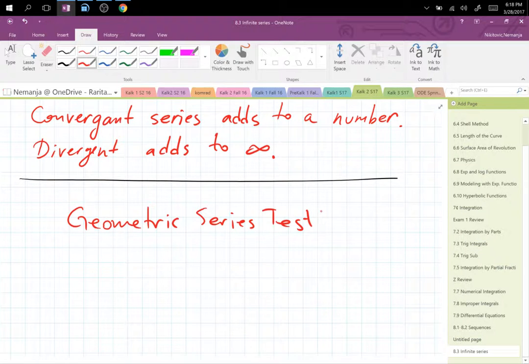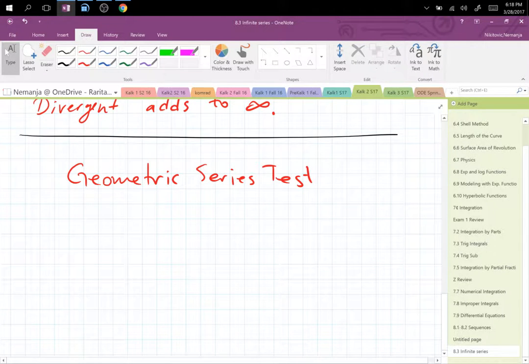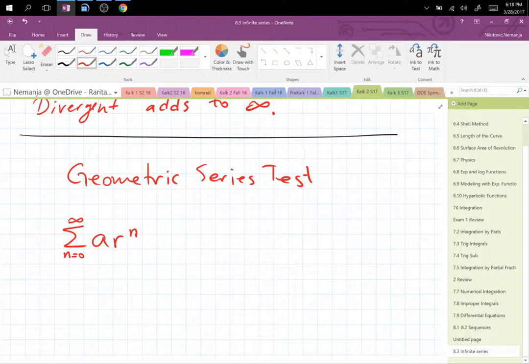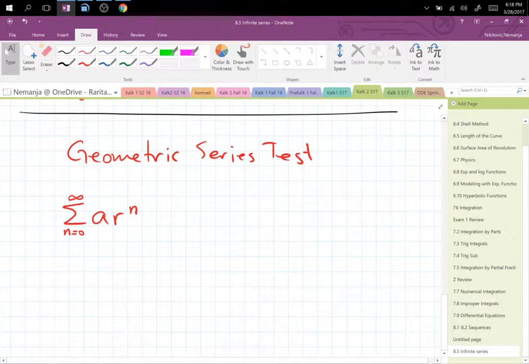All right, so let's talk about the geometric series test. If you have a series that looks like this, summation of a r to the n, where n starts at 0 and goes to infinity, so if you can put it in this form, that's the geometric series. If you have that, then this is what happens.